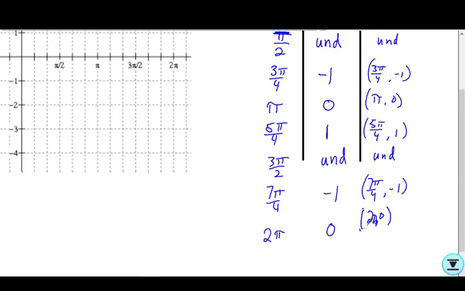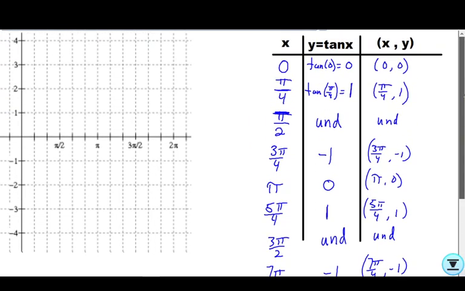All right. So we're going to plot all of these points on our graph to get our tangent parent function. So (0, 0), it's right there. Then (pi over 4, 1). Well, this is pi over 2, so pi over 4 is right in the middle. Pi over 4, 1.